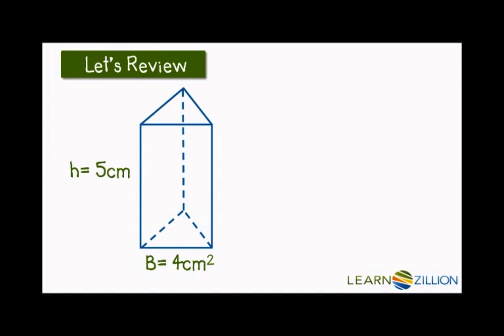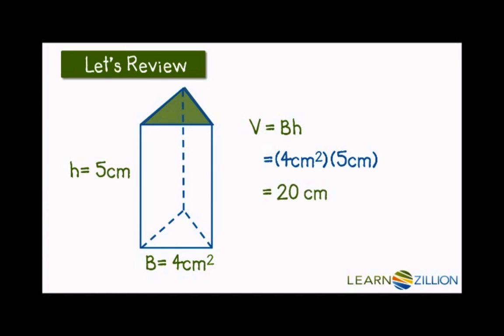The same concept applies for triangular prisms. You also know that the volume of a triangular prism is big B times H, the base area times the height, and if we take the base area and we fill the prism with that base area, it gives us the volume. In this case, we have 4 centimeters squared as the base area. We multiply that by the height of 5 centimeters, and that gives us 20 centimeters cubed.